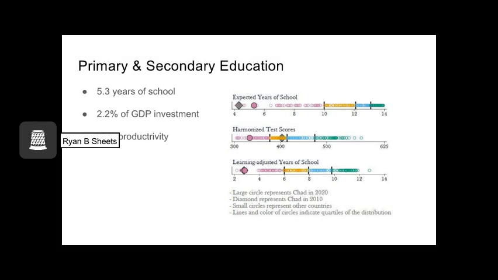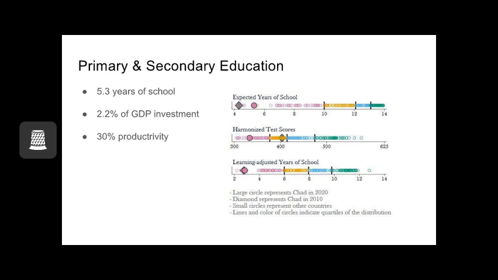A child in Chad will only have about 5 years of schooling by the time they turn 18. This means that 98% of children in Chad cannot read by the age of 10. Chad's government spends only 2.2% of its GDP on education. This amounts to less spending than even nations with similar incomes.